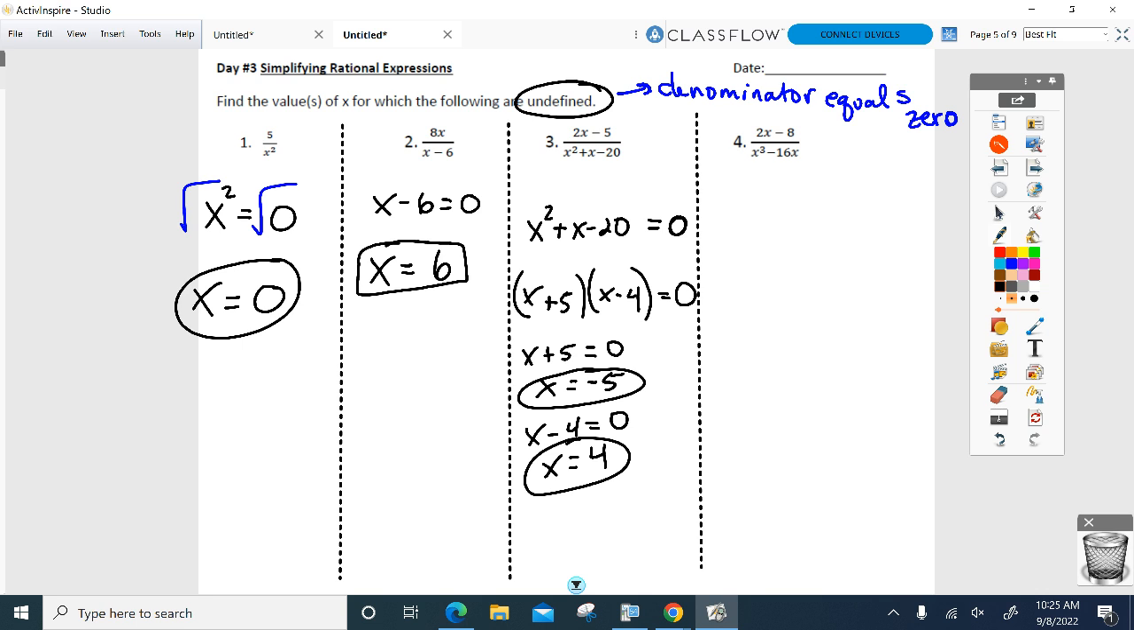Need any help storing it in here? Okay, let's start with negative 5. So you take negative 5, store x, enter, and now type in that original fraction. So alpha y equals 2x minus 5 over x squared plus x minus 20. Cross your fingers, you get an error message.